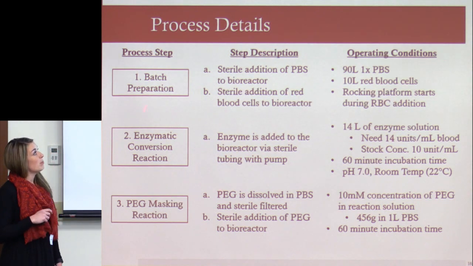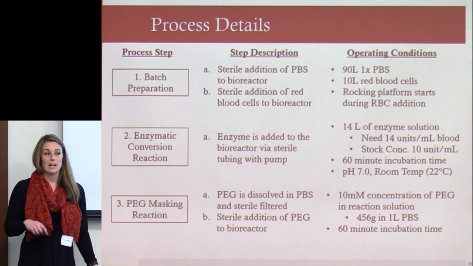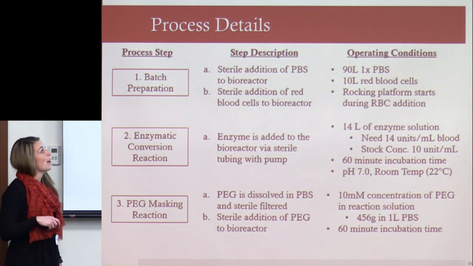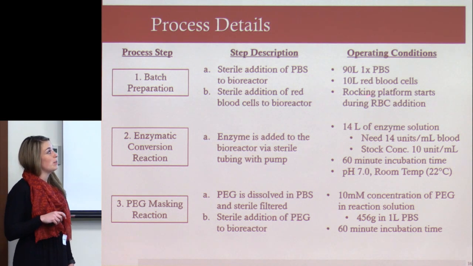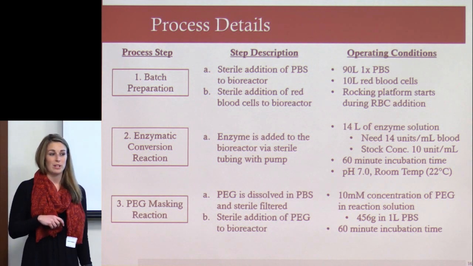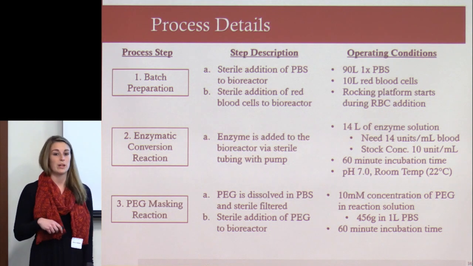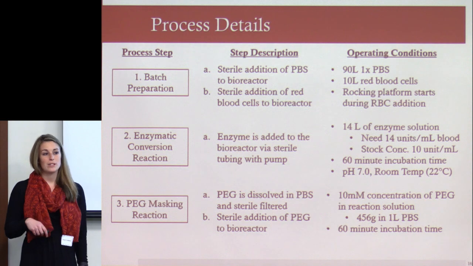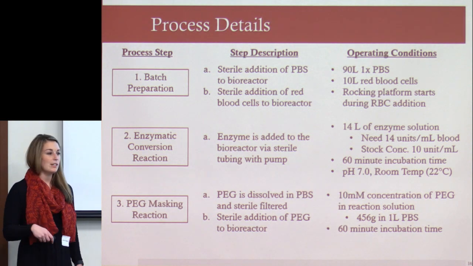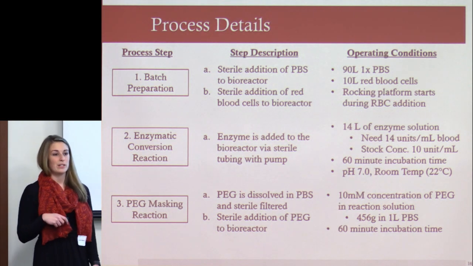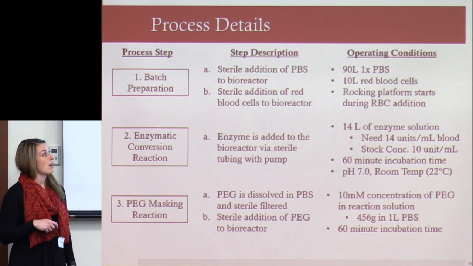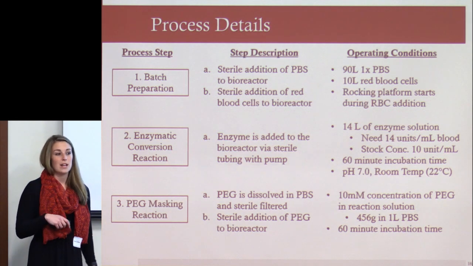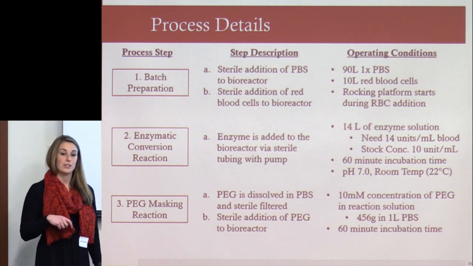So we start with the batch preparation. Like I said, the reaction occurs in a wave bioreactor. It'll be 150 liters in size. So we start by adding 90 liters of PBS, followed by 10 liters of red blood cells, like Kevin said, raw blood coming from the Red Cross. The reaction requires that the blood be diluted to 10% hematocrit, so 10 liters of blood in 100 liter working volume. After the addition is complete, we can start the rocking platform and make sure that the entire solution is well mixed before the reaction actually starts.